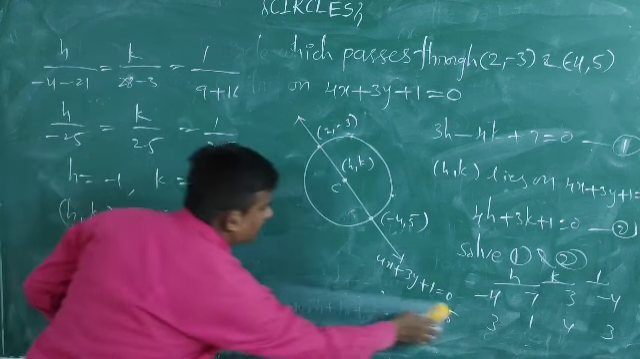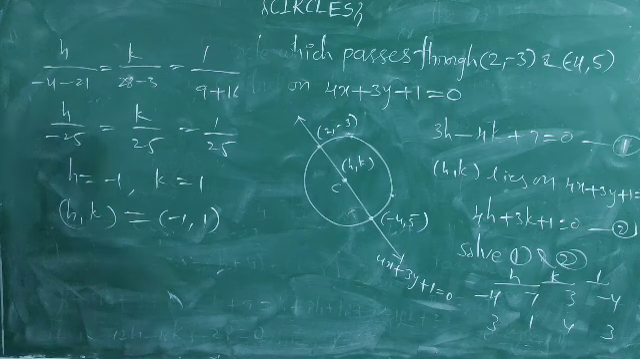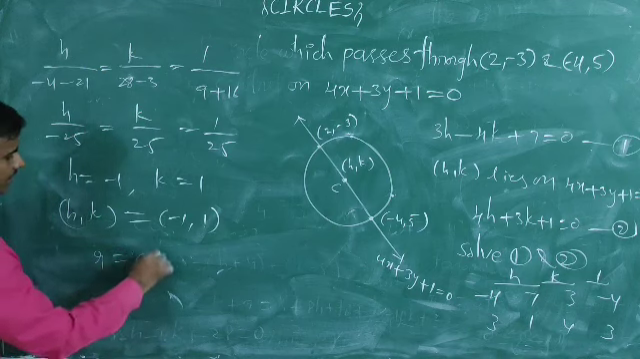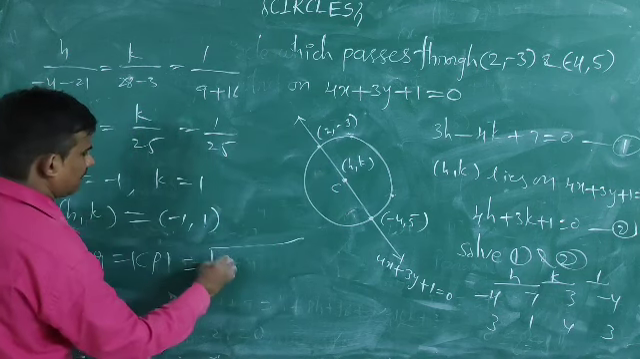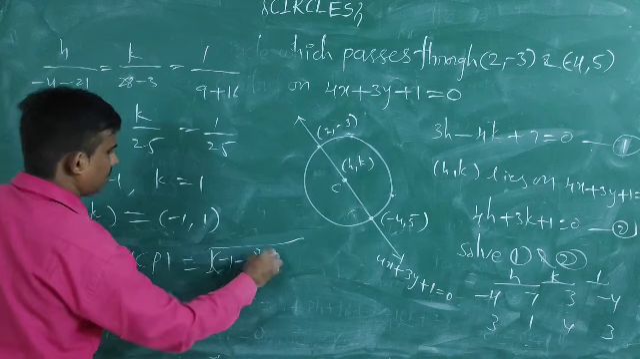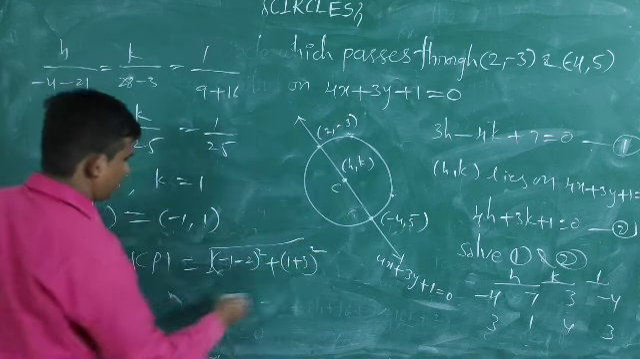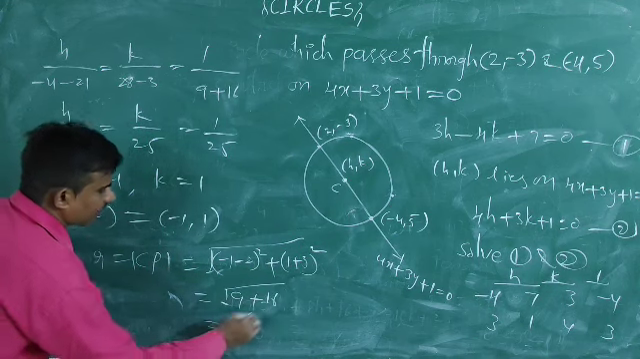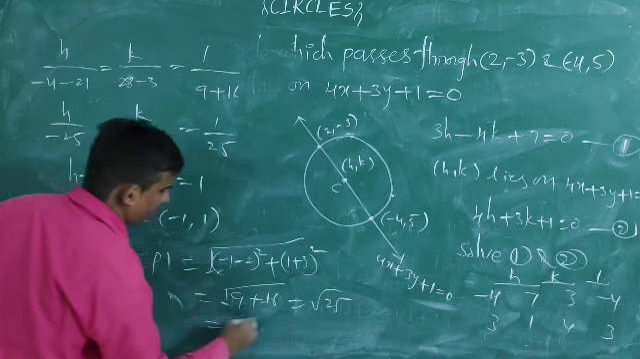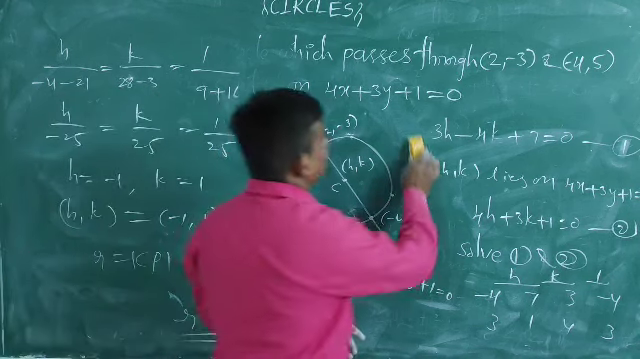So we need the radius. How can you find the radius? Very clear. The radius equal to the distance from the center to point P. That is square root of minus 1 minus 2 whole square plus 1 plus 3 whole square. That means 9 plus 16, square root of 25 equal to 5. So our radius equal to 5. It's very easy.